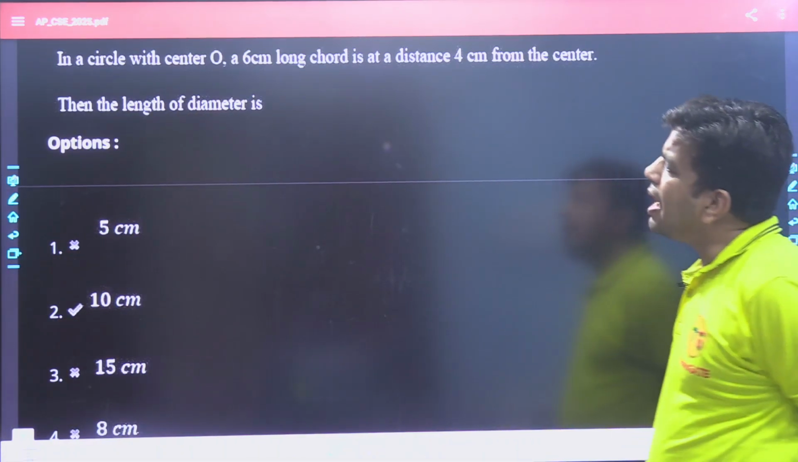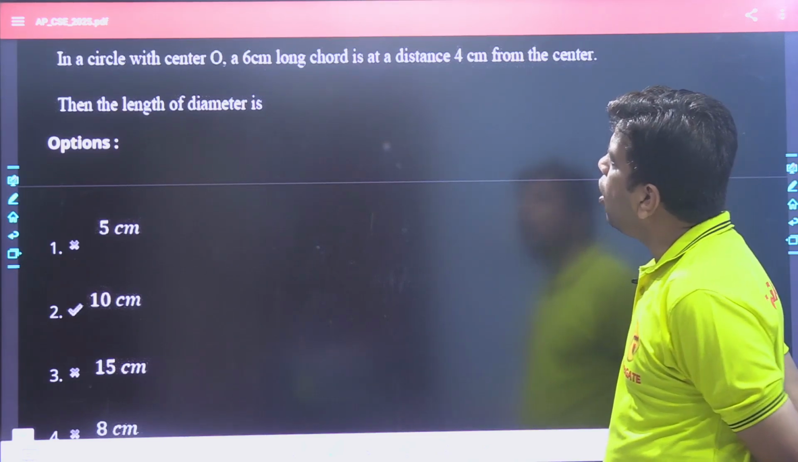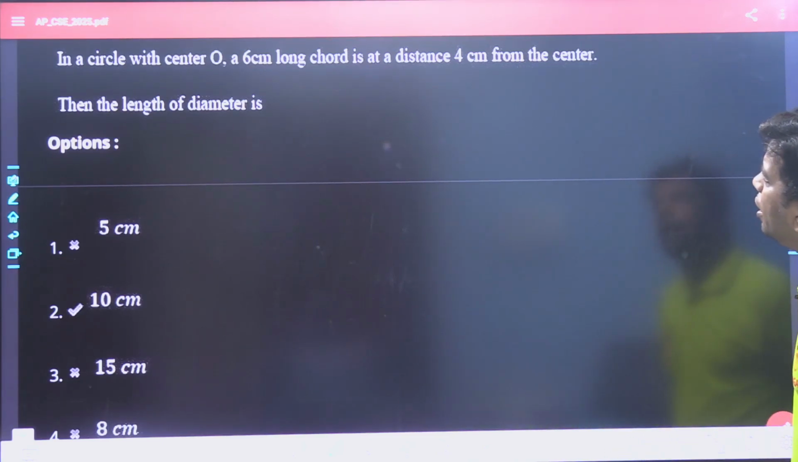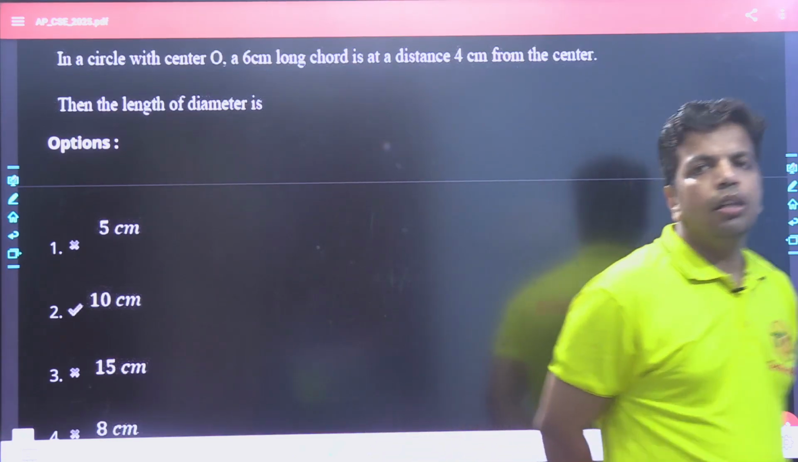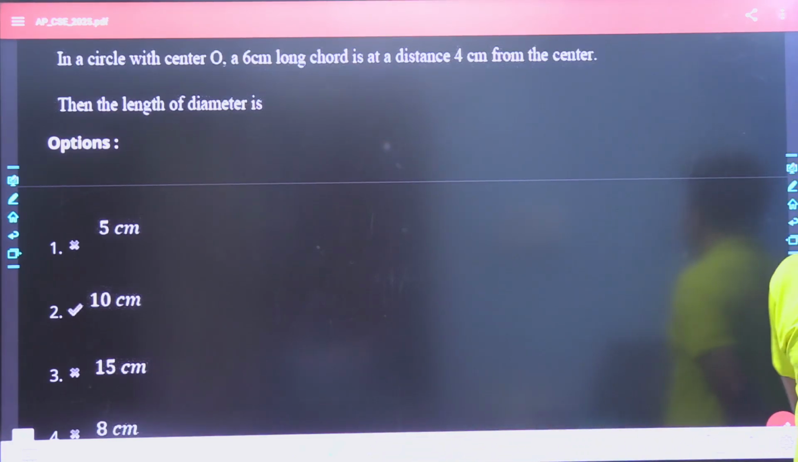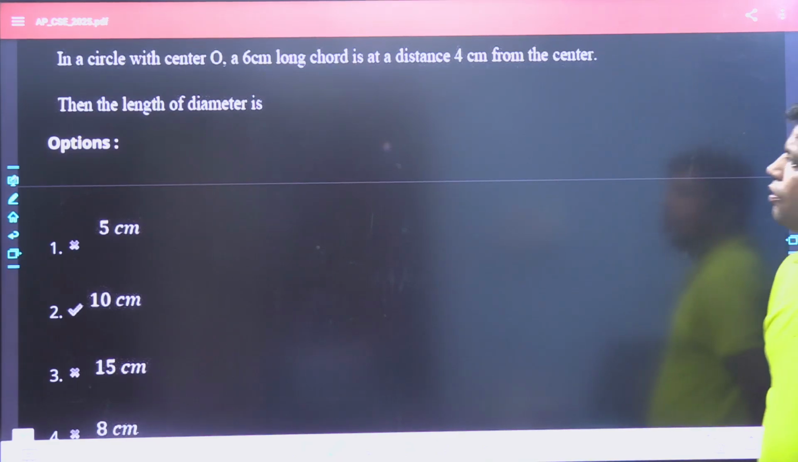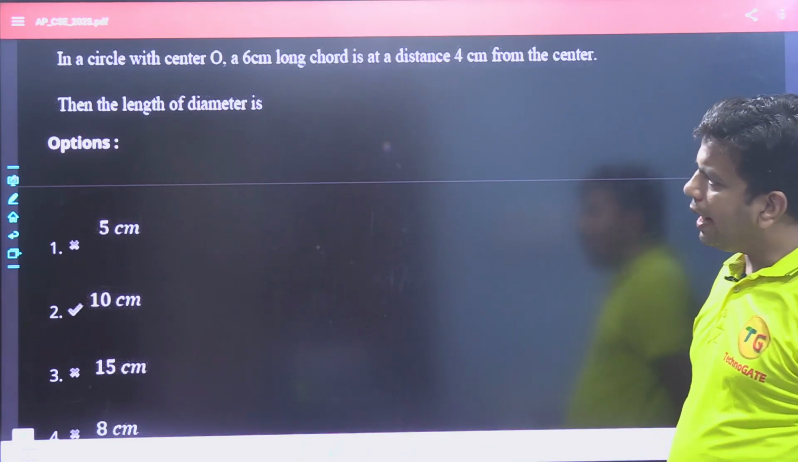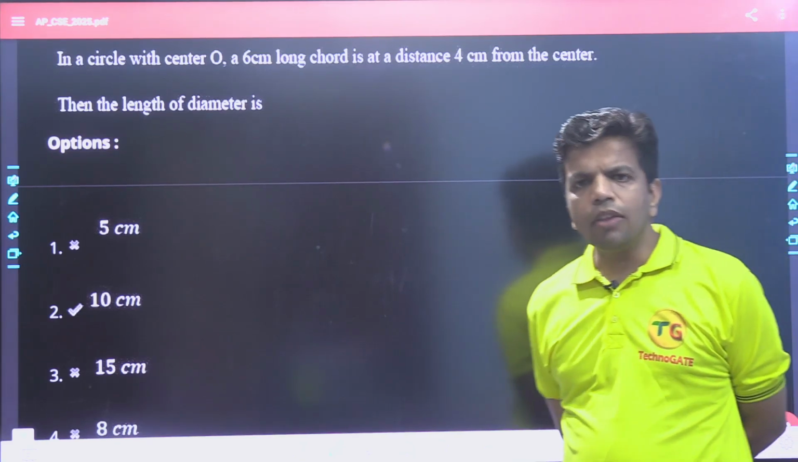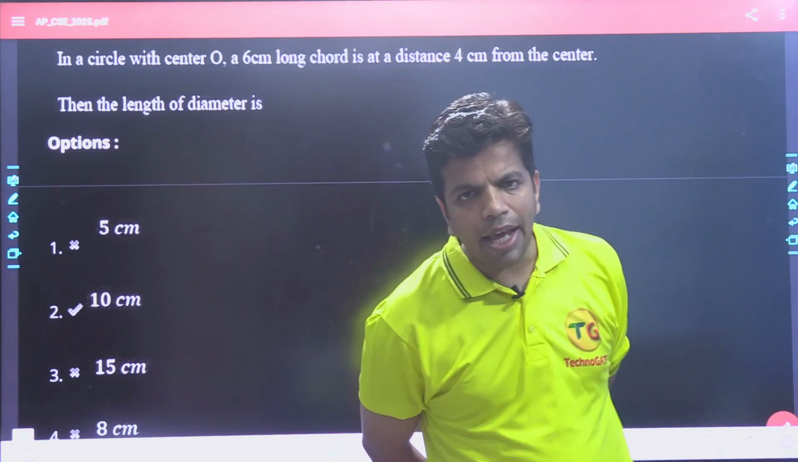In a circle with center O, a 6 cm long chord is at a distance 4 cm from the center. The length of diameter is what? So can we say that first of all we need to find out the length of radius, and twice the length of radius becomes the length of diameter.